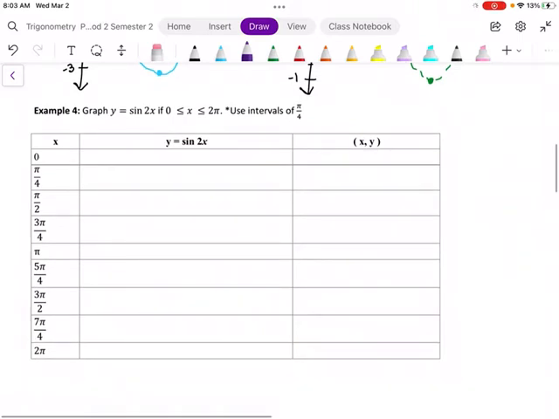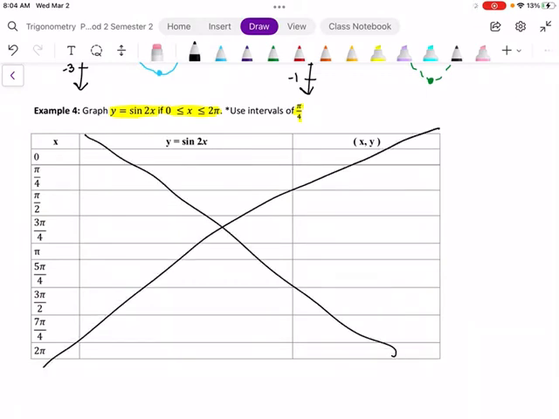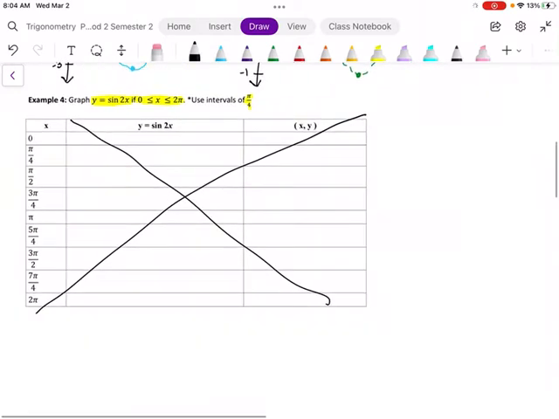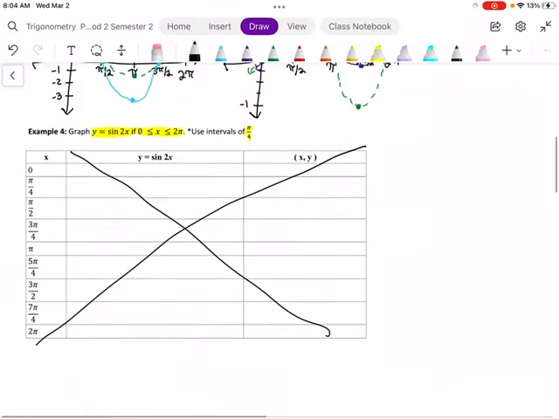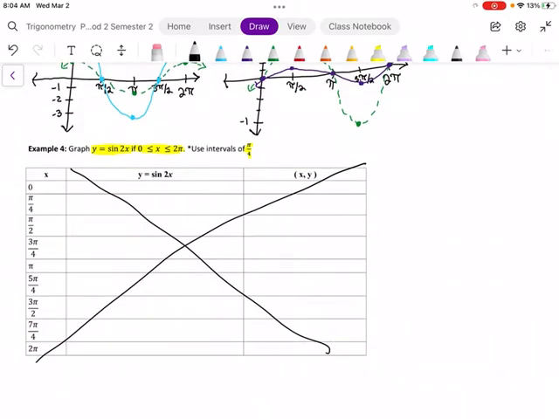All right. Our next one, we are going to be graphing y equals the sine of 2x from 0 to 2 pi. And we're going to go on the intervals of pi over 4. We are going to skip filling out the table today. And I'm just going to show you how to do the graph part.